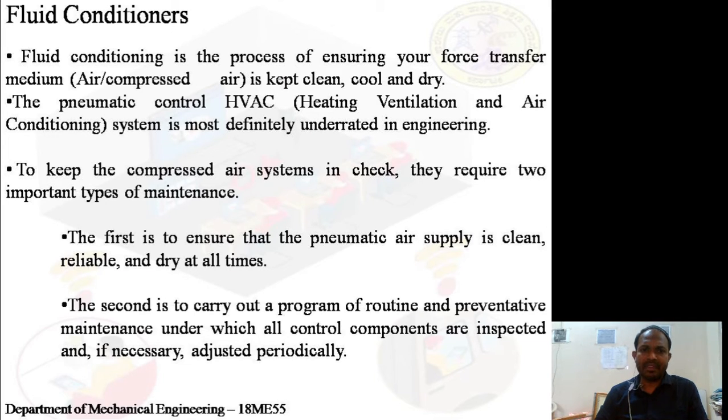To keep the compressed air system in check, there are two important types of maintenance. The primary one is to ensure the pneumatic air supply is clean, reliable and dry under all conditions. This is the first one. The second one is to carry out a program of routine and preventive maintenance, under which all control components are inspected and, if necessary, adjusted periodically. In most cases, we go for the first one, so that we can keep it clean, cool and dry, and maintain the pneumatic system under check.